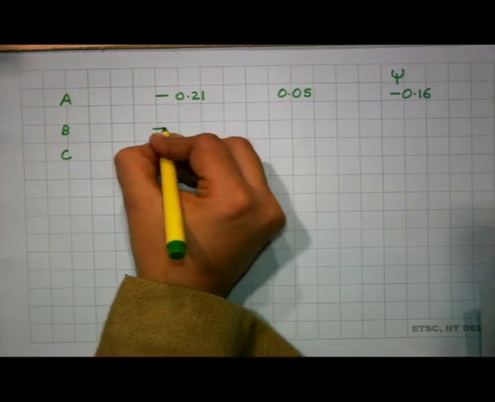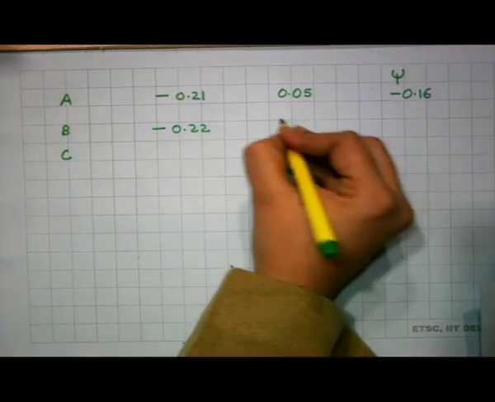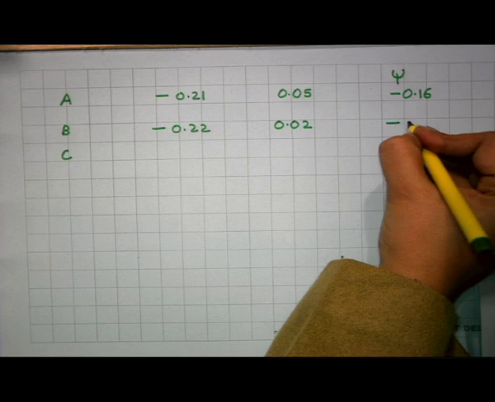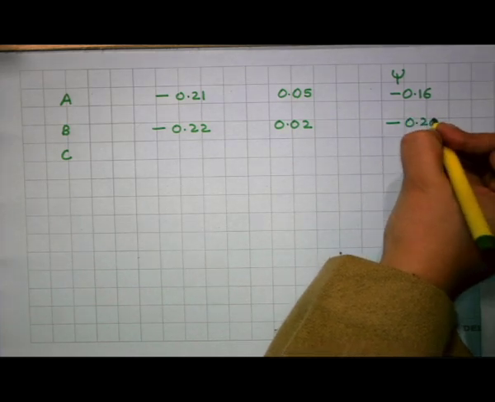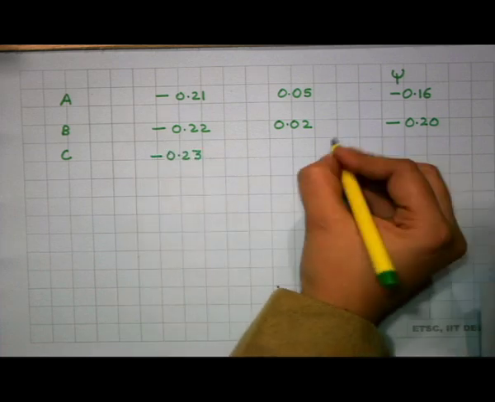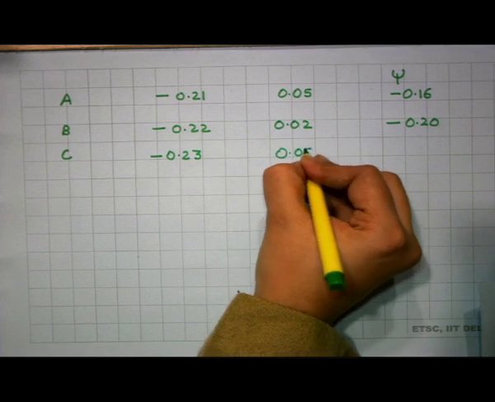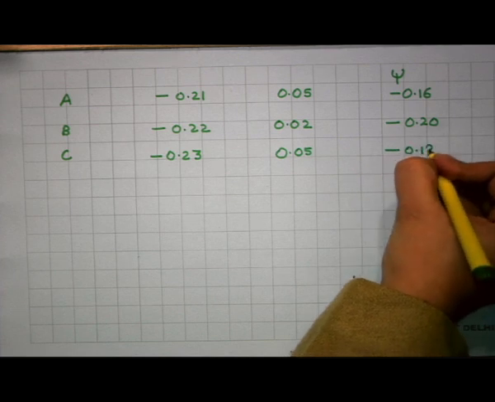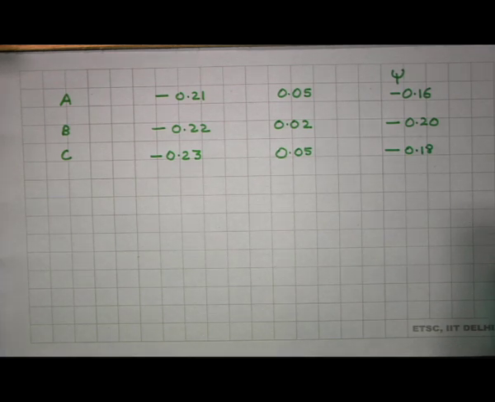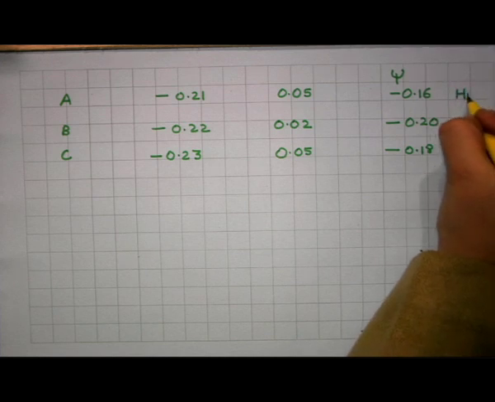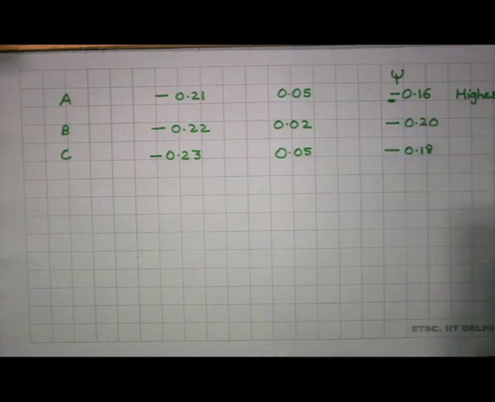Similarly, for the second, minus 0.22 and 0.02, total potential will be minus 0.20, and thirdly minus 0.23. It is simple subtraction, 0.05 and minus 0.18. So, we can see here that the highest potential is here, right, because of the negative value, and the lowest is here.